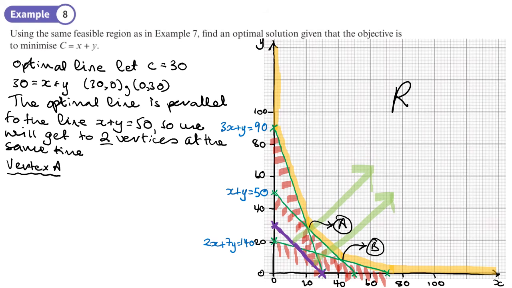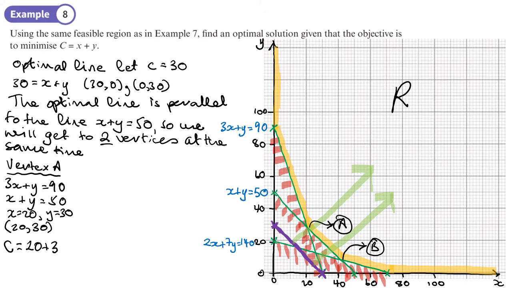So vertex A is the intersection of the lines 3x plus y equals 90, and x plus y equals 50. We'll solve those simultaneously to find that coordinate. So that gives us x equals 20, y equals 30. So that's the point 20, 30. I'm not going to write optimal point because we don't know if it's the optimal point or not. Let's work out the value of c. C is x plus y, 20 plus 30. So this gives us a minimized cost of 50.